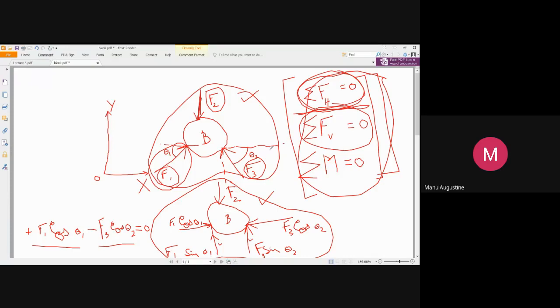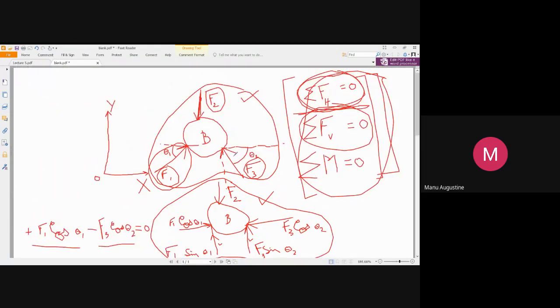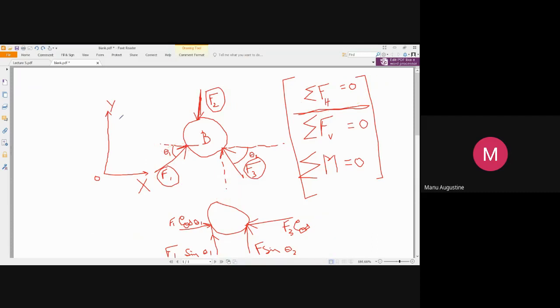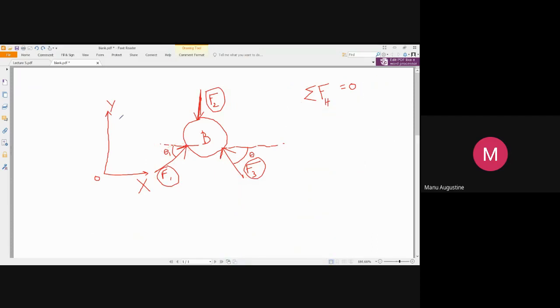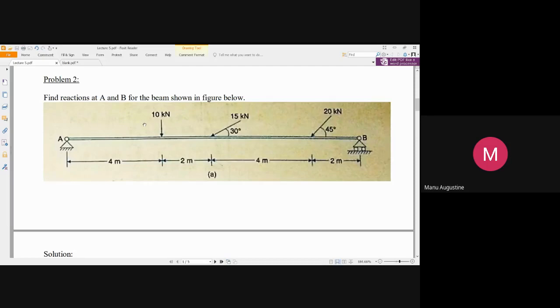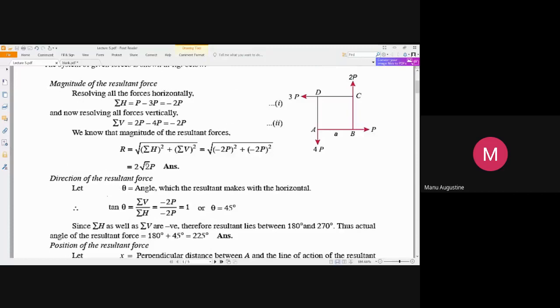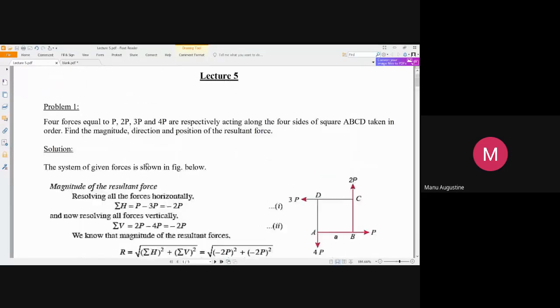Now let us get on with a real problem from the textbook and let us see how the conditions of equilibrium which we learned right now can be applied to the problem. Now look at problem number 2. There is a problem number 1 also. You might be wondering how we directly went on to problem number 2 instead of problem number 1.